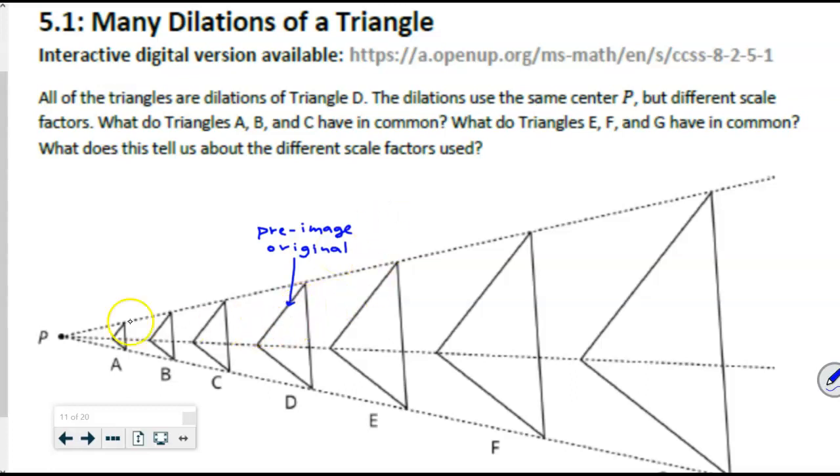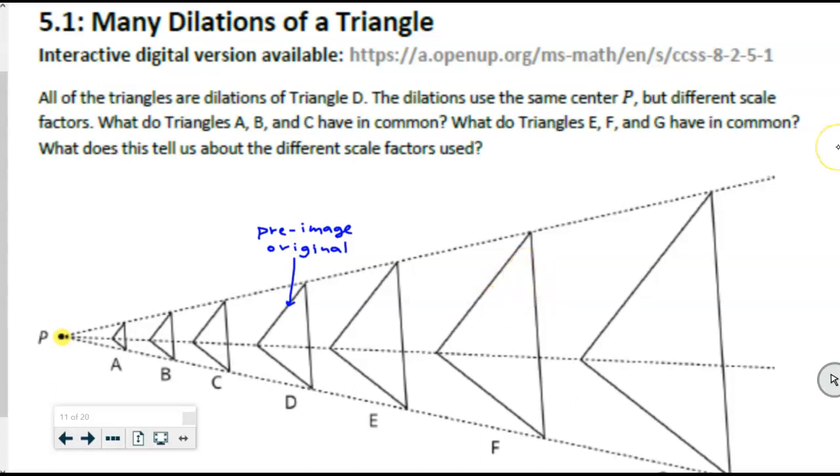Knowing that this is the original and all of these are dilations, let's continue. The dilations all use the same center, P. Let's find P. There it is. All of these are dilations of D using that same center, P.